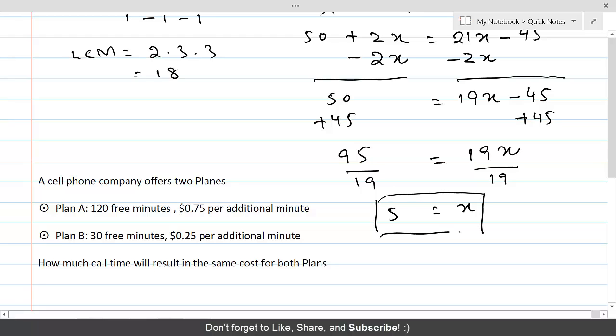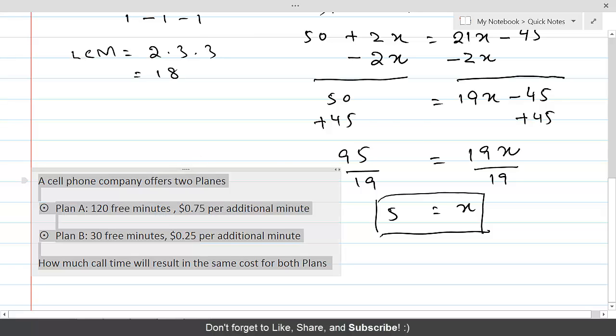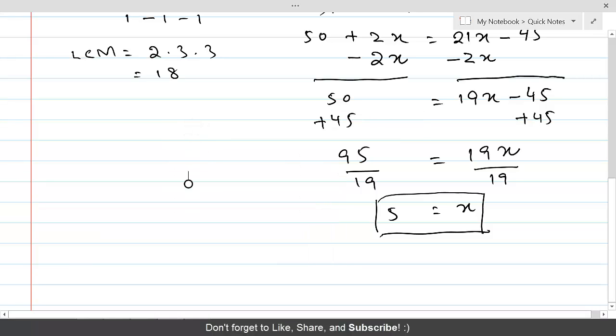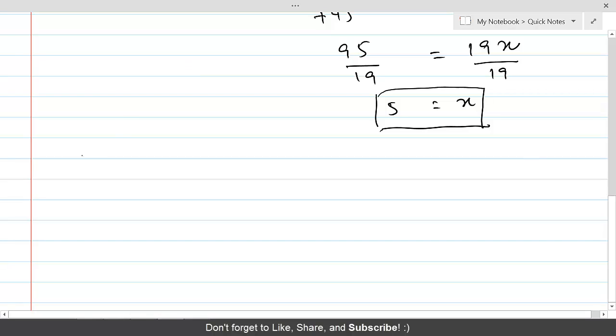And if we want to verify this solution, yes, we can verify this solution here. Verification.